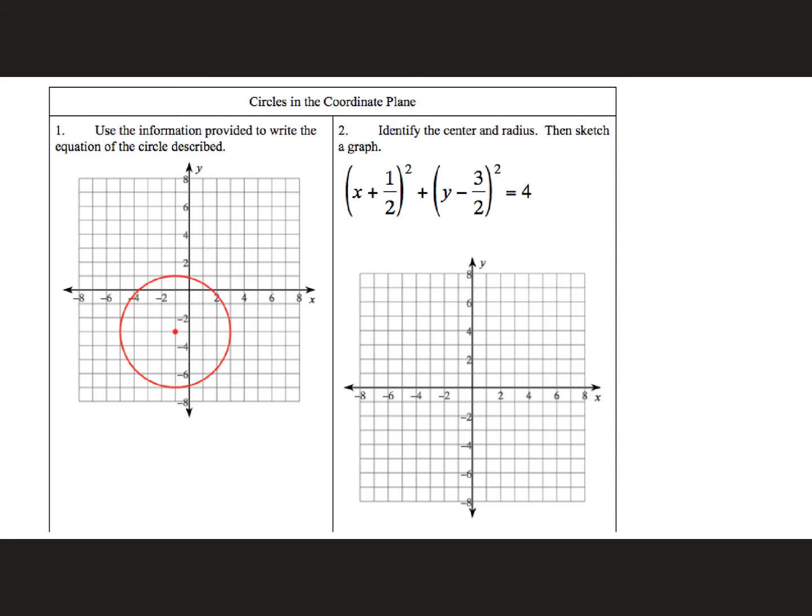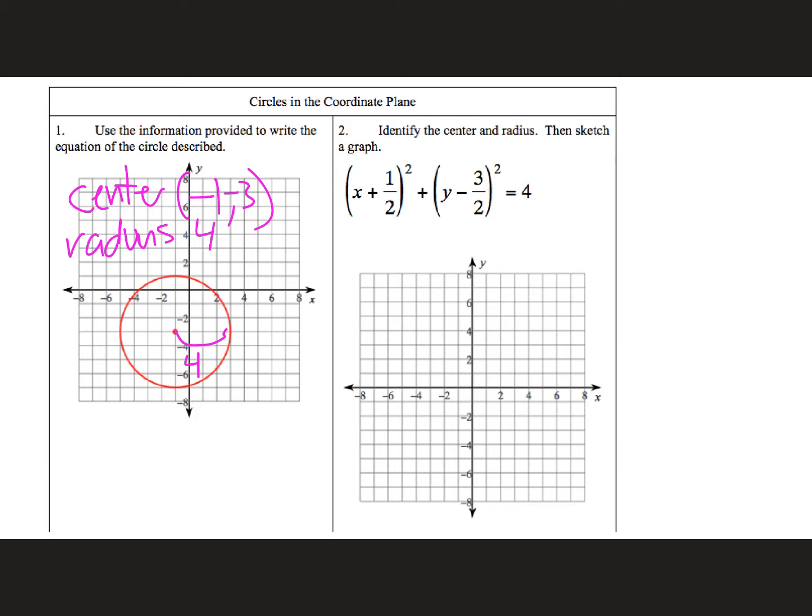Alrighty, friends, let's go ahead and figure out these problems. So we have circles in the coordinate plane. Use the information provided to write the equation of the circle described. Okay, I'm going to write down what I see. I see a center of -1, -3. And I see a radius. Looks like, I wrote 8, but it looks like 4.